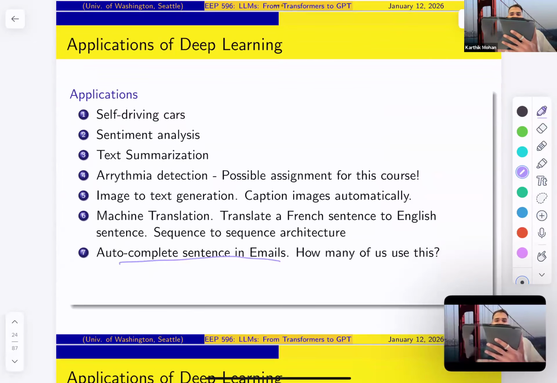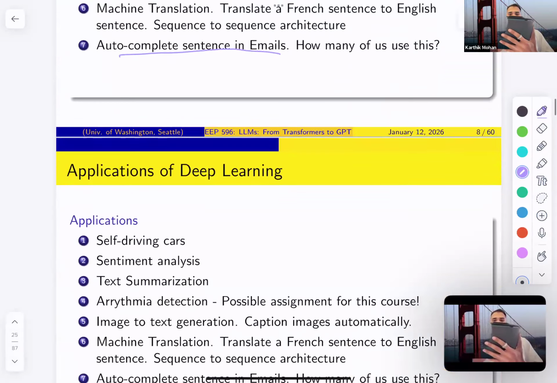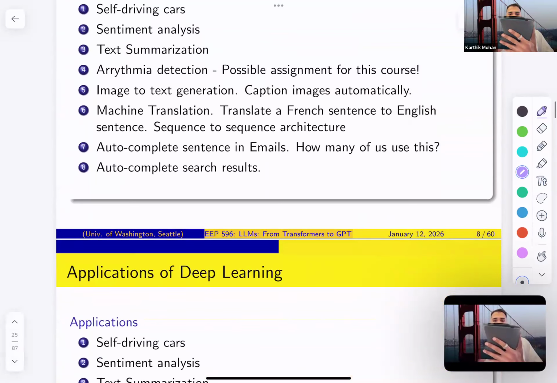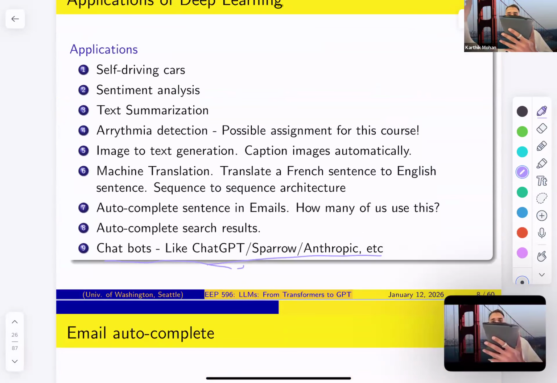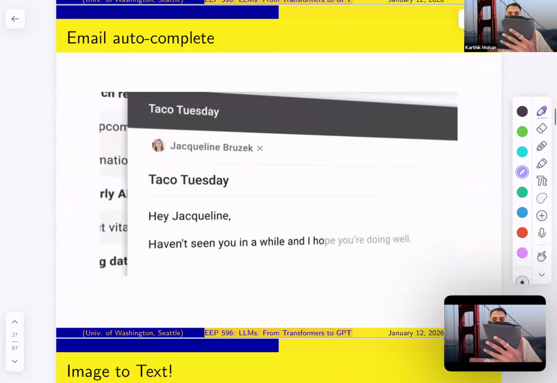So autocomplete, like you use Gmail, then you have autocomplete, and that's a very traditional application of deep learning. And then more recently, we have chatbots that actually extend deep learning through language models and transformers. As an example of autocomplete, most of us have seen this.